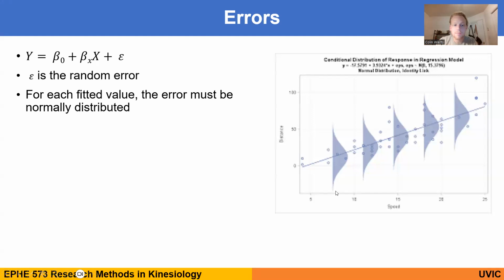And so our errors at each of the fitted values have to be normally distributed, because for each fitted value, or the expected value based on someone's speed score, there's going to be error around that. And those errors at all levels of our variable of speed are supposed to follow a normal distribution, where most of the errors cluster around that expected value, and then we have less error as it gets more extreme.